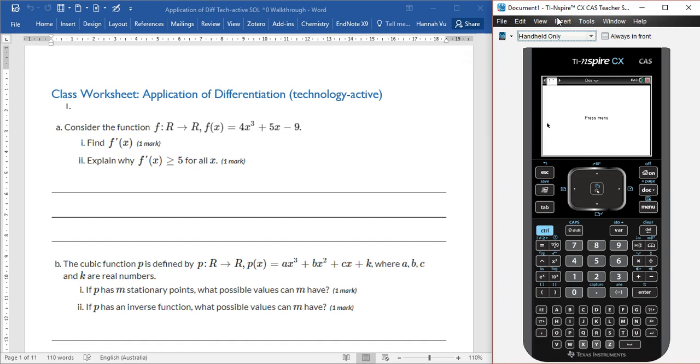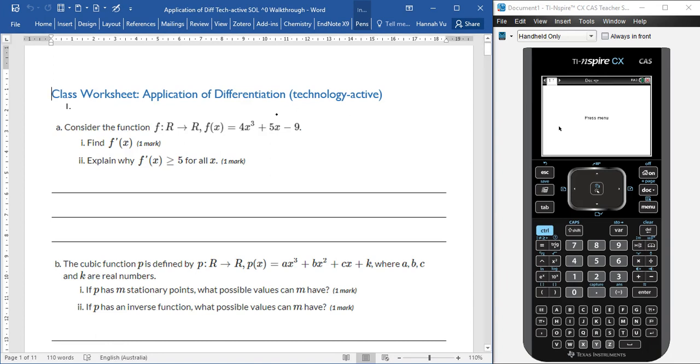I'm gonna see whether this handheld view is clear enough or whether we need to also show the screen. So we'll see how we go, but this is question 1 of the application of differentiation worksheet. This only has differentiation, so in the future we're going to do questions that have everything.